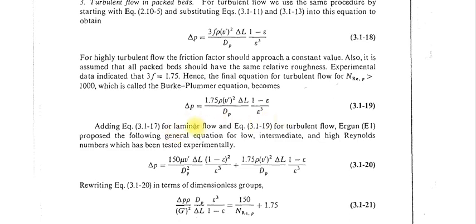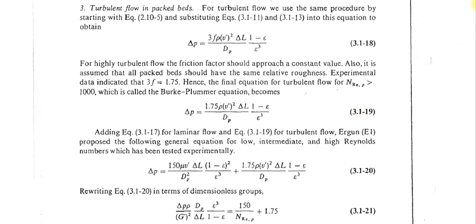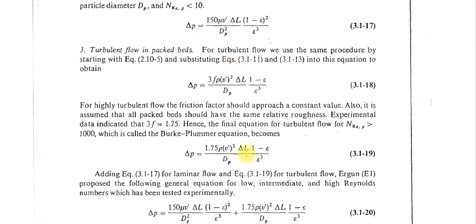this formula is called the Burke-Plummer formula. Okay, and this is the summation of both formulas, this formula and this formula. So this formula is true when the Reynolds number is less than 10. This formula is true when the Reynolds number is greater than 1000, and this formula is true when the Reynolds number is greater than 10 but less than 1000.